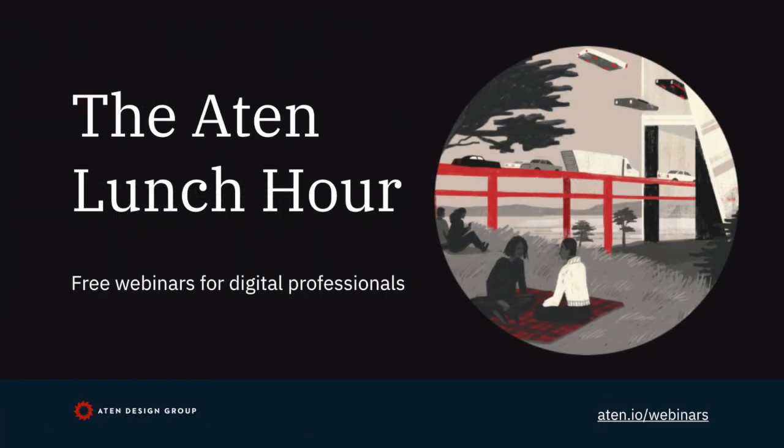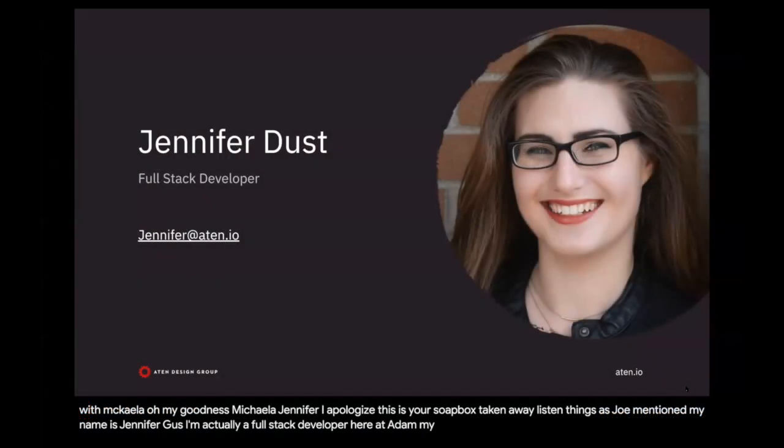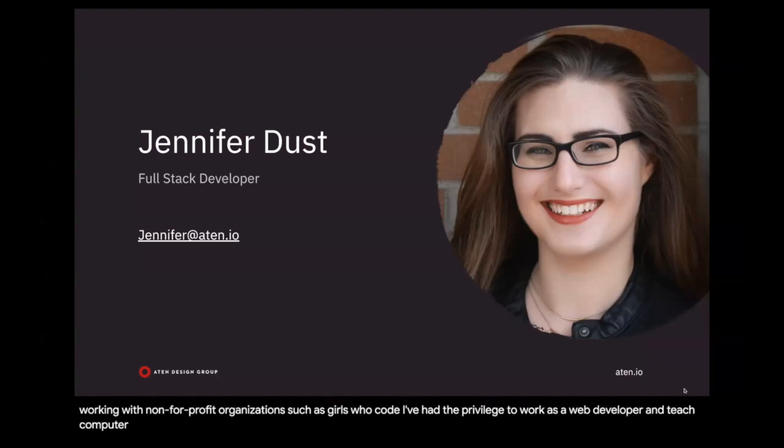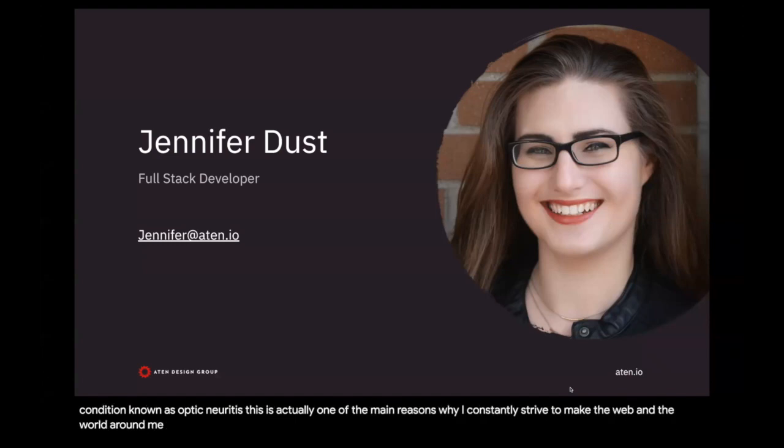Awesome, thanks. As Joe mentioned, my name is Jennifer Duss, and I'm a full stack developer here at Aten. My background is specifically with higher education and working with non-for-profit organizations such as Girls Who Code. I've had the privilege to work as a web developer and teach computer science at the collegiate level for several years. Back in 2019, I lost a portion of my vision due to a condition known as optic neuritis. This is one of the main reasons why I constantly strive to make the web and the world around me a more accessible place.